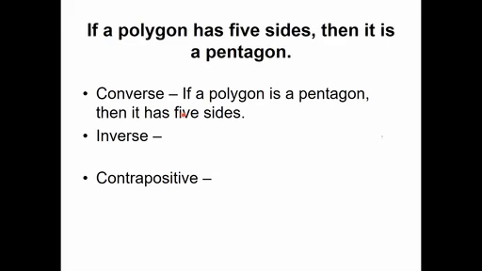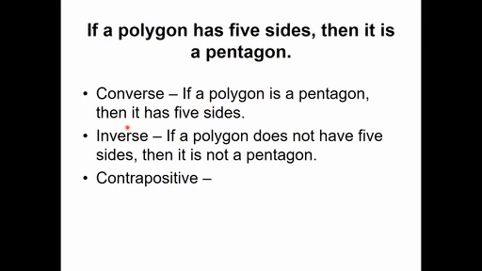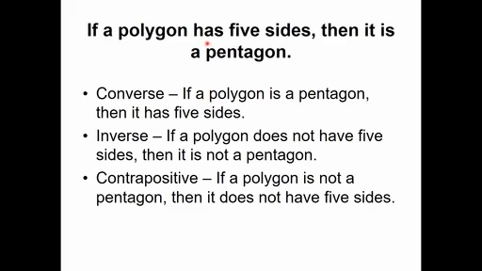The inverse, remember, you negate. So don't interchange them, don't switch them, leave them, but negate. If a polygon does not have 5 sides, then it is not a pentagon. The contrapositive, you do both. If a polygon is not a pentagon, so interchanged and negated, then it does not have 5 sides.